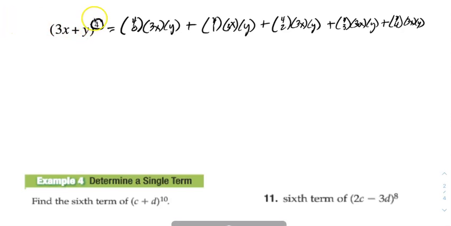So always the same thing. Whatever the power is over 0, first term, second term. Keep on writing that until the powers match. So in this case, 4 over 4.